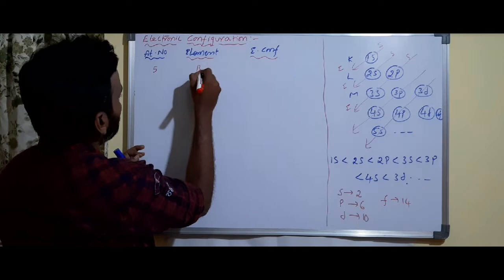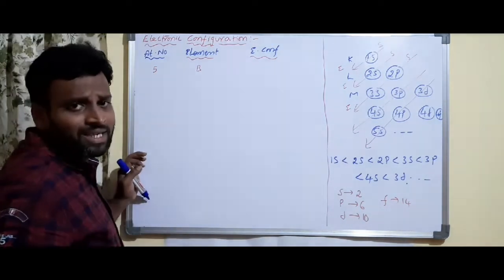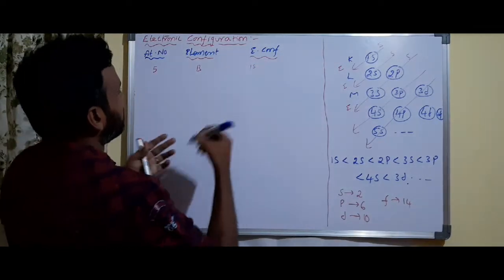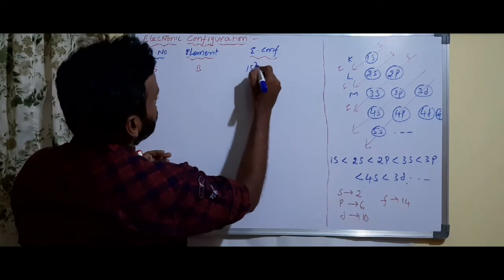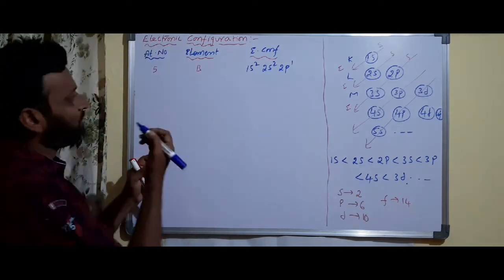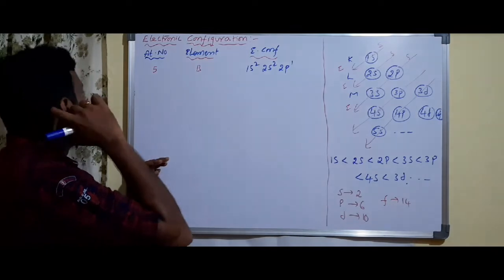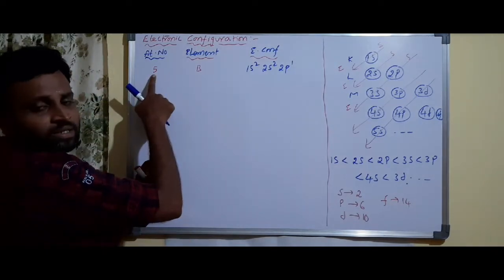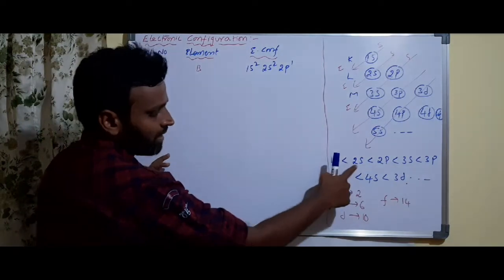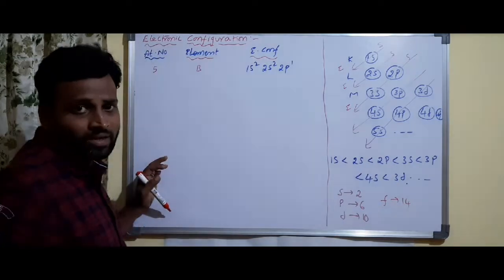5 is boron, and atomic number is 5, meaning how many electrons will be present? 5 electrons will be present. So what is the electronic configuration? It's 1s2, 2s2 and 2p1. Why am I writing from boron again? Because 2p starts from here. Atomic number 5 means how many electrons we have to fill? 5 electrons. As I told you, here 2 electrons, here 2 electrons, here 1 electron. 2 plus 2 plus 1, total 5 electrons.